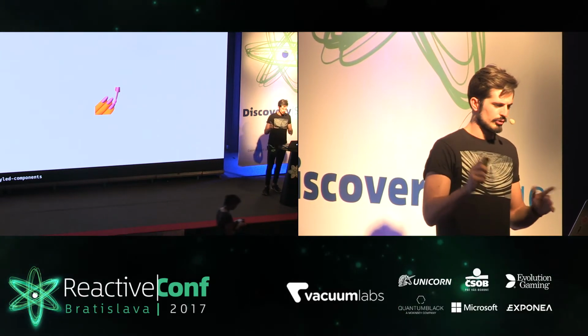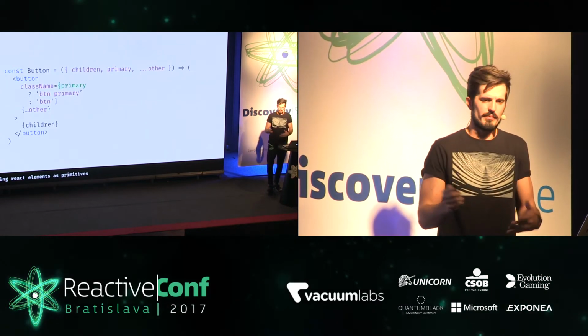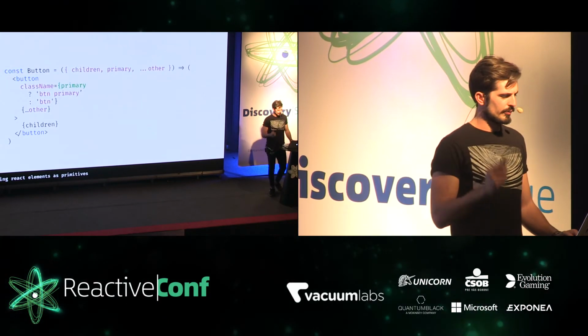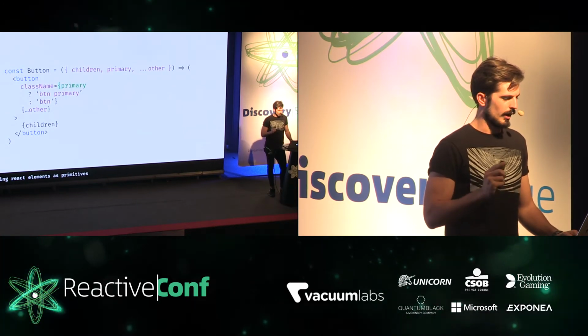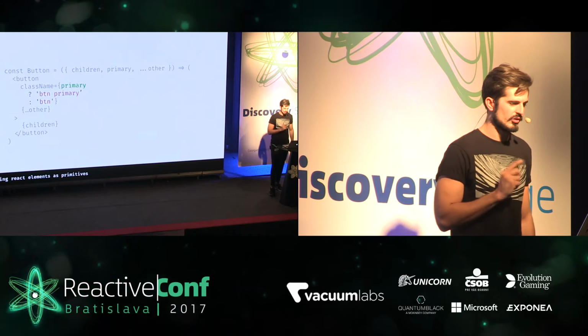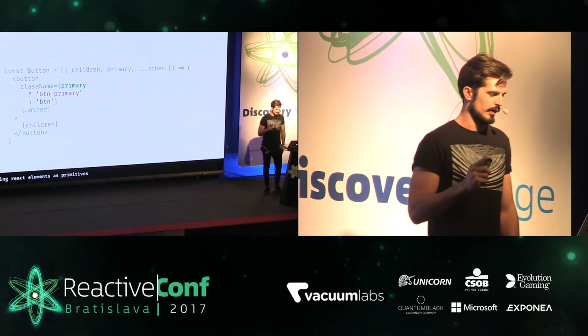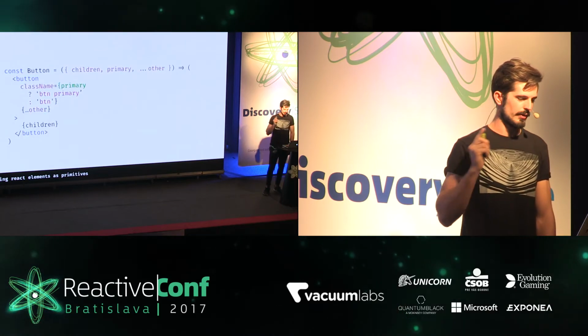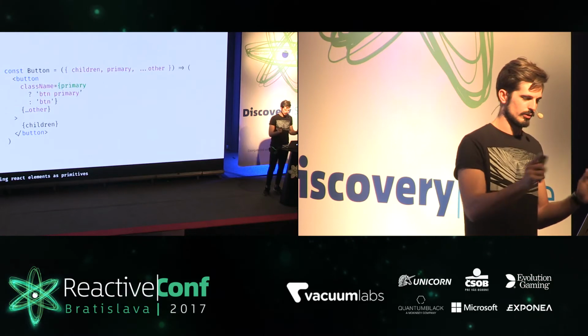So let me show you an example first. This is how we can build a button, right? We have this button. It is receiving a primary property, and we are deciding which class name is going to be included depending on the property. And what we are rendering is a button component. It's a button element, right? That renders directly to the DOM.